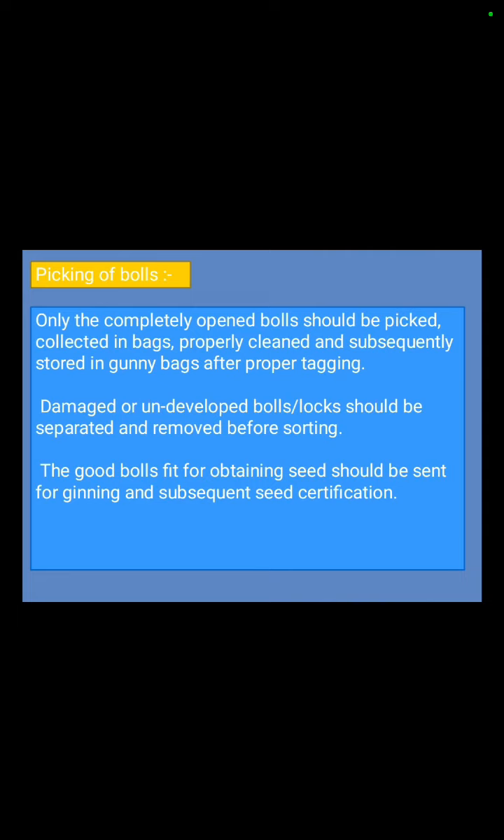Picking of balls. Only the completely opened balls should be picked, collected in bags, properly cleaned, and subsequently stored in gunny bags after proper tagging. Damaged or undeveloped balls and locks should be separated and removed before sorting. The good balls fit for obtaining seeds should be sent for ginning and subsequent seed certification.